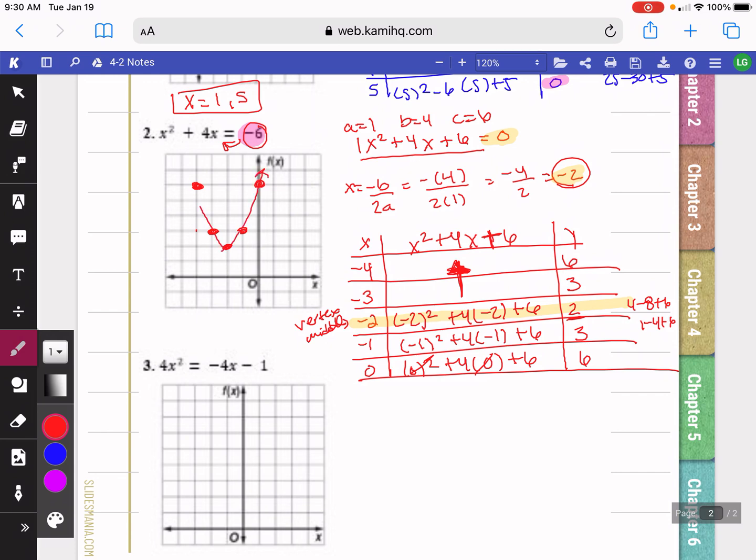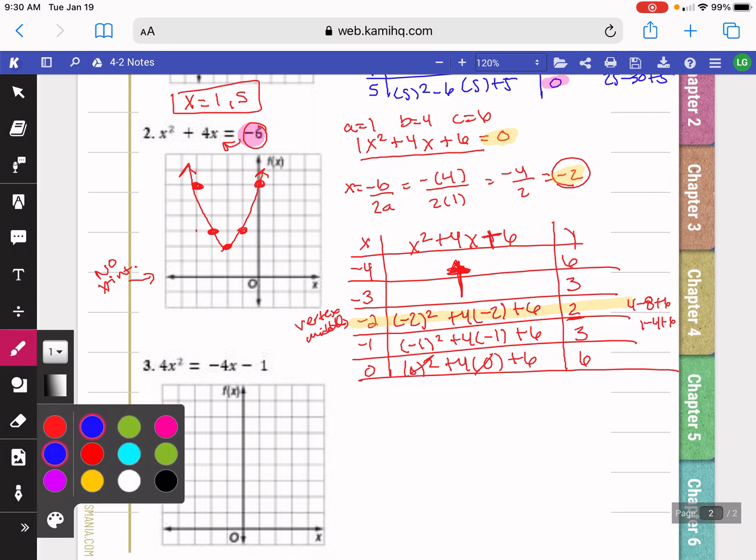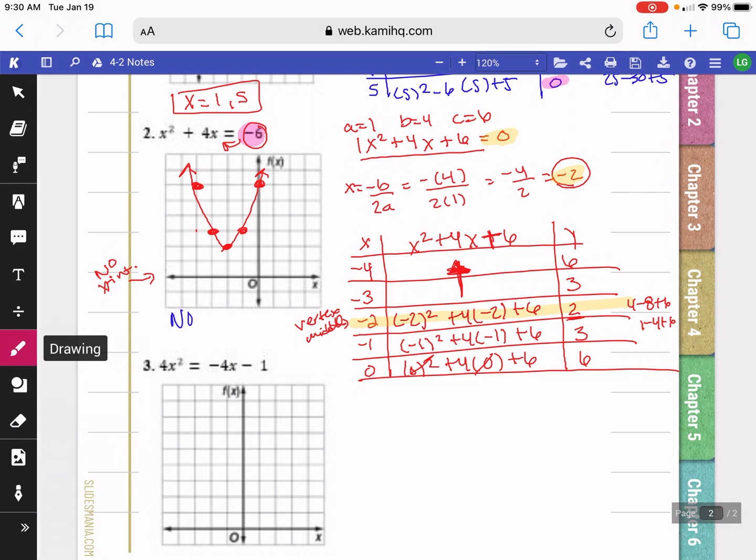My next step after I have my graph is to look for the x-intercepts. But this one doesn't have x-intercepts. It does not cross the x-axis. So since it does not cross the x-axis, this one actually has no real solutions. Because again, your solutions would be your x-intercepts.